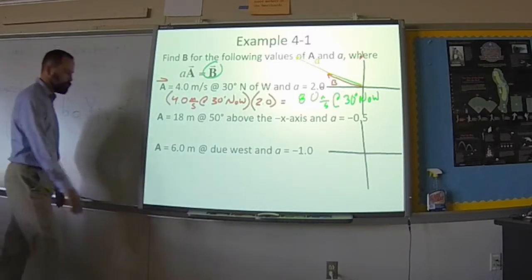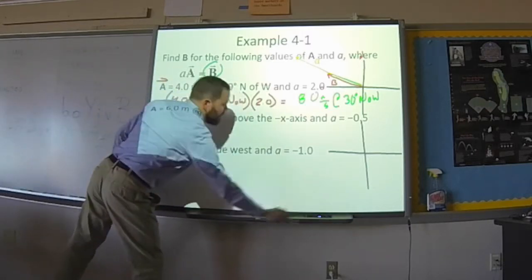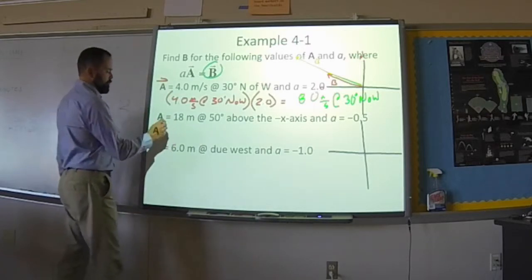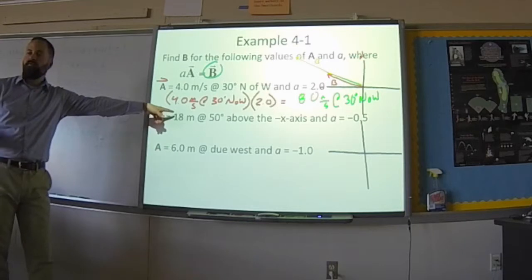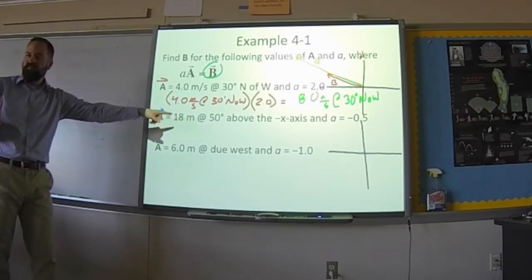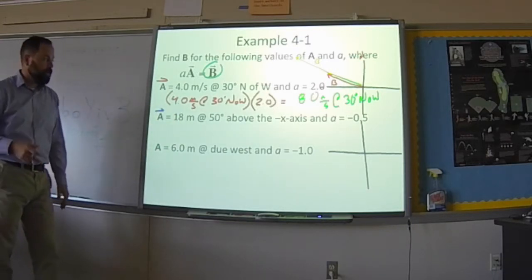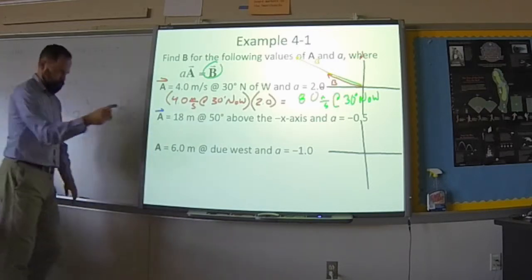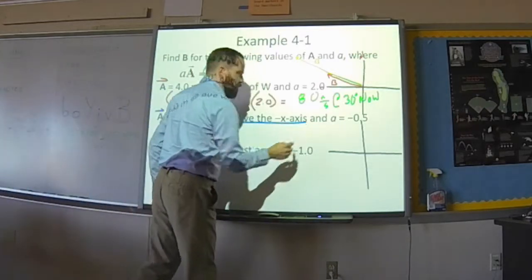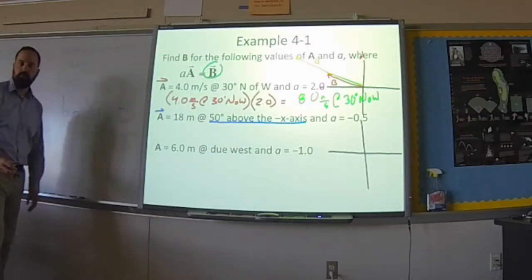We have our original vector right here. I'll use different colors. All right, so that's A right here. We've got a vector with a magnitude of 18 meters, so it's probably a displacement vector, right? It's just a length. At 50 degrees above the negative x-axis. 50 degrees above the negative x-axis.